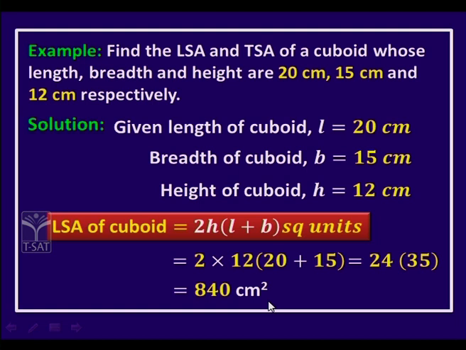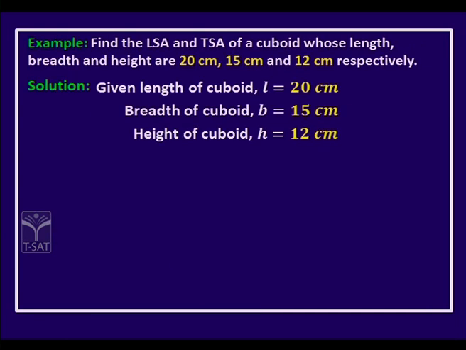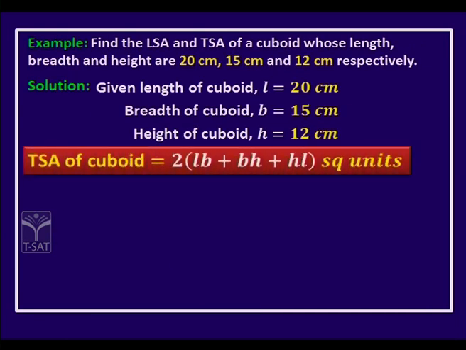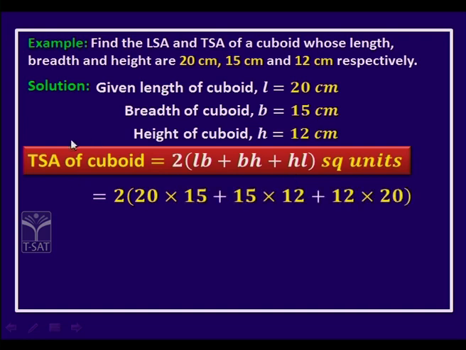So, this is the LSA of the cuboid, but we need to find the TSA as well, isn't it, children? Now, let us find out the TSA of a cuboid, and the formula to find TSA of cuboid is 2 into (LB plus BH plus HL) square units. Again, we are going to substitute the values of L, B, H in this formula. So, 2 into, L is 20, B is 15. So, 20 into 15 plus 15 into 12 plus HL, that is 12 into 20.